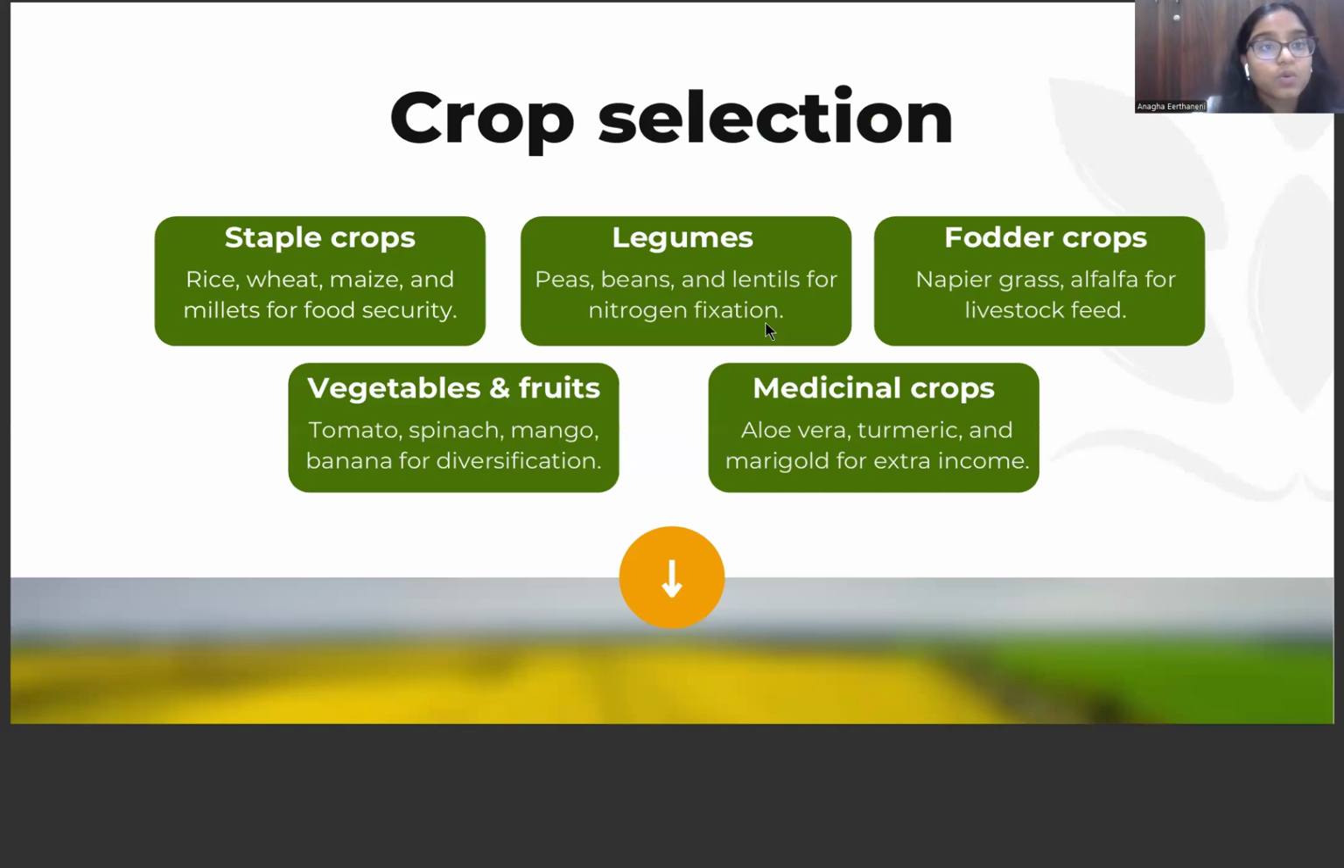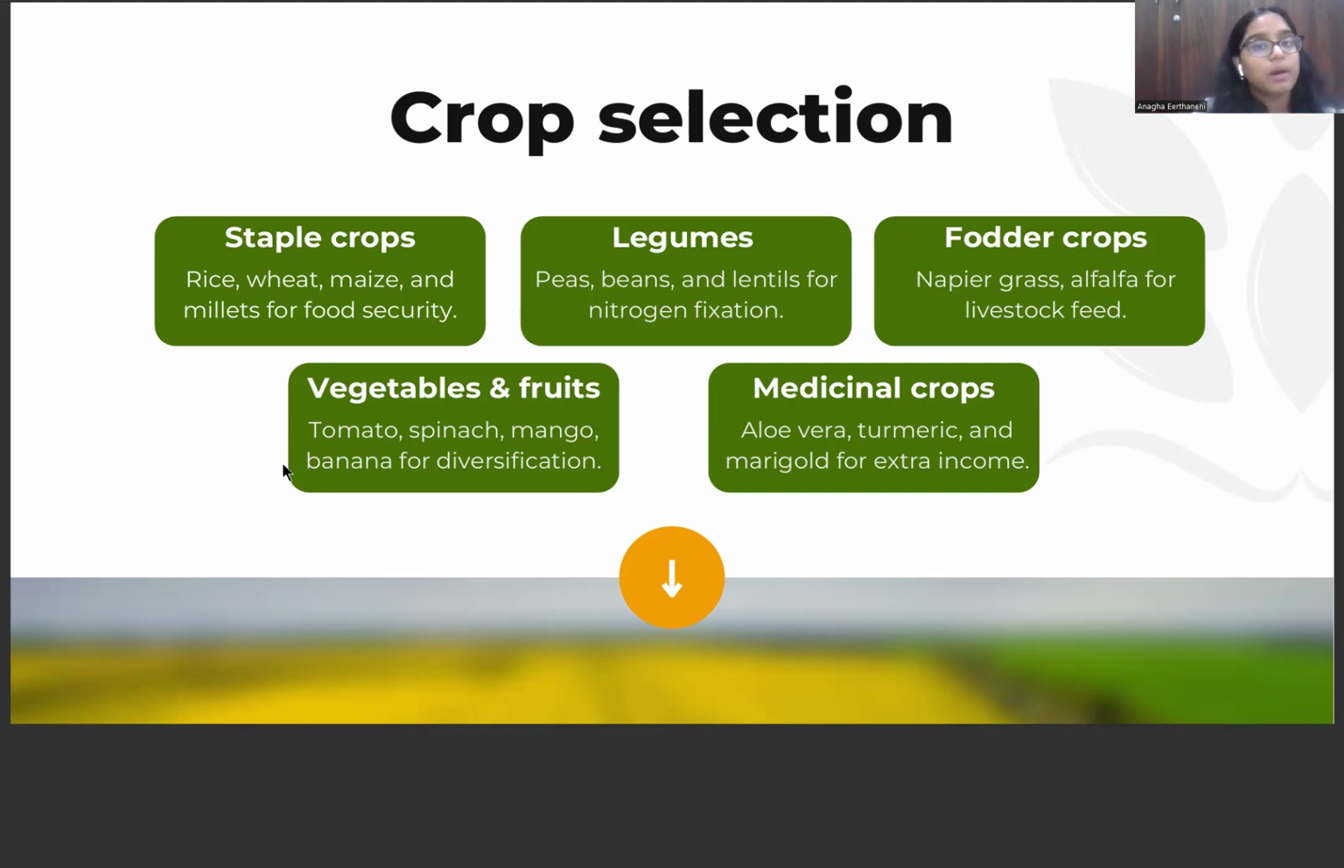So now we're going to talk about crop selection. We have five different types of crops that we can grow in our land or farm. First, we have staple crops, legumes, fodder crops, vegetables and fruits, and medicinal crops. Staple crops are basically rice, wheat, maize, and millets for food security. As we all know, rice and wheat are really important in Indian households. That's why they're called staple crops.